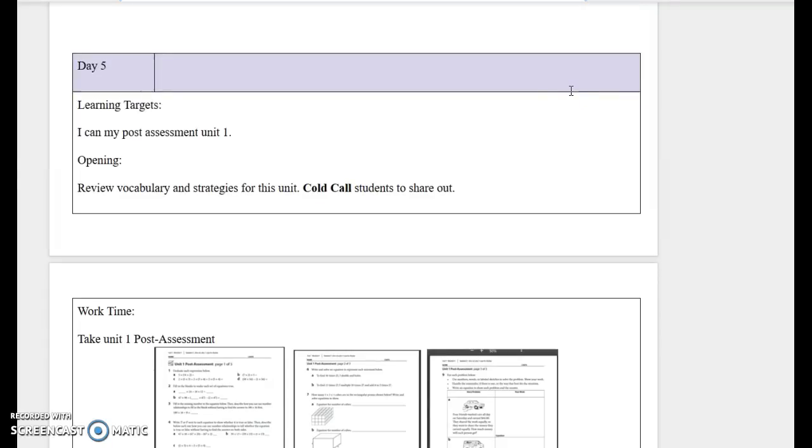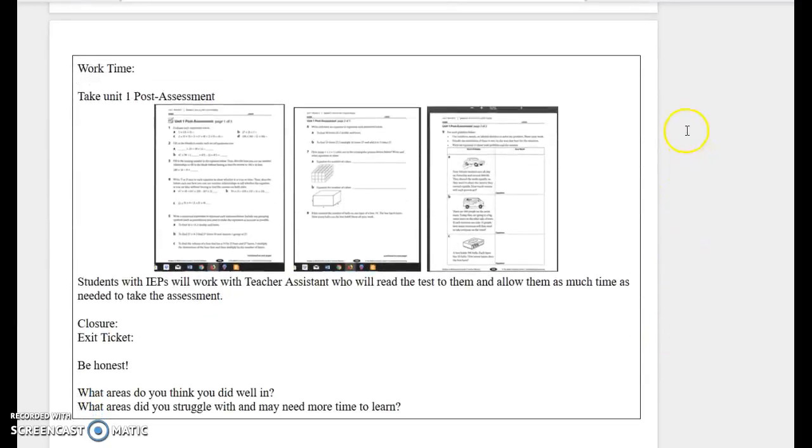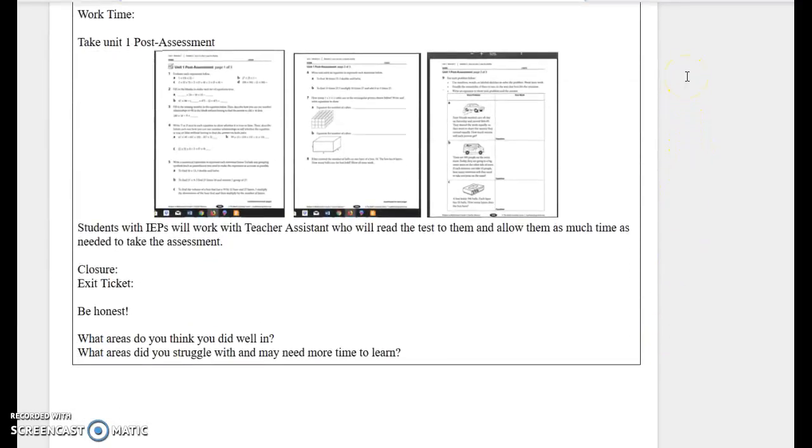As an opening, we'll review the vocabulary and the strategies that they used in the different modules in each unit, and then they will take their post-assessment. Then they will do an exit ticket on how well they think they did and what areas they struggled in for this unit.